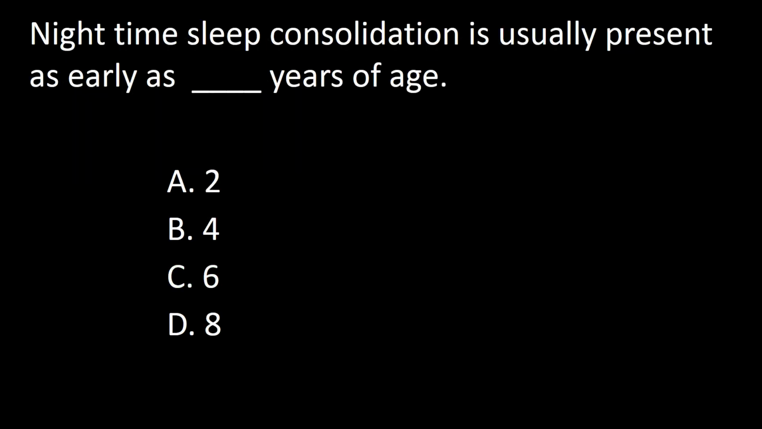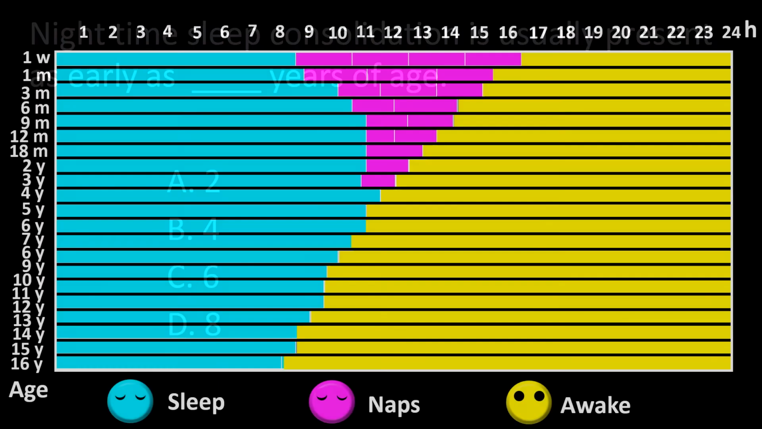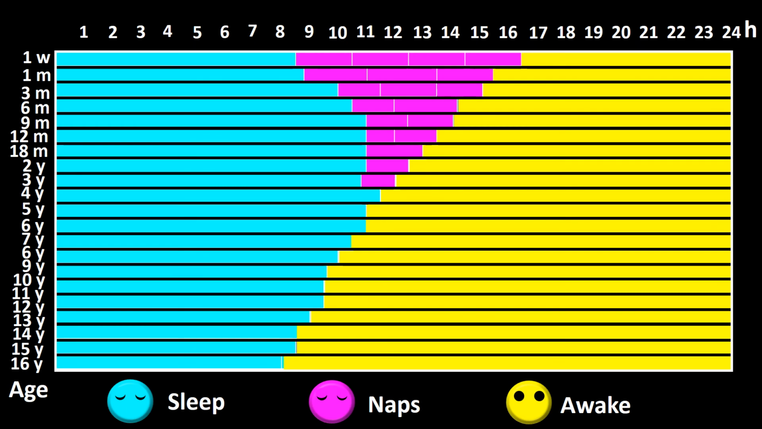Next question. Nighttime sleep consolidation is usually present as early as dash years of age: A. 2, B. 4, C. 6, D. 8. This chart depicts sleep, naps, and awake time in a 24-hour period at different ages. As you can see, at 1 month there are 5 sleep periods. One tends to be larger than all the others, but not necessarily occurring during the nighttime.